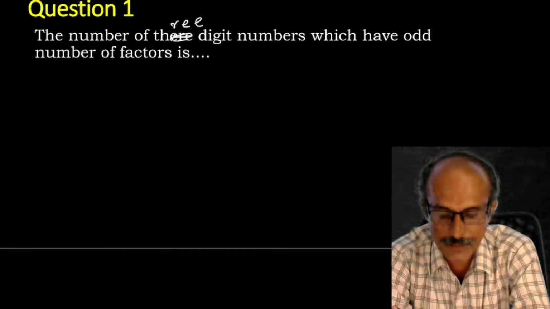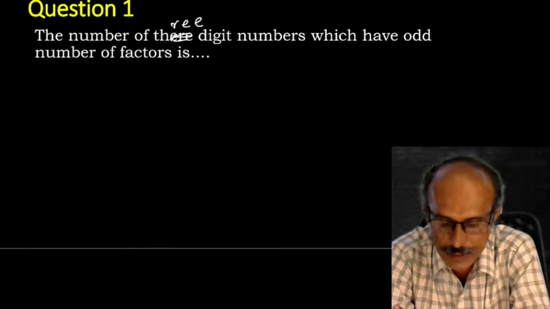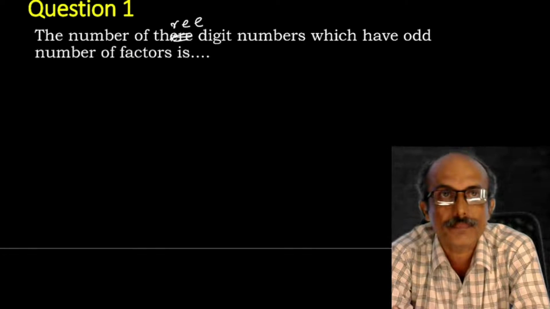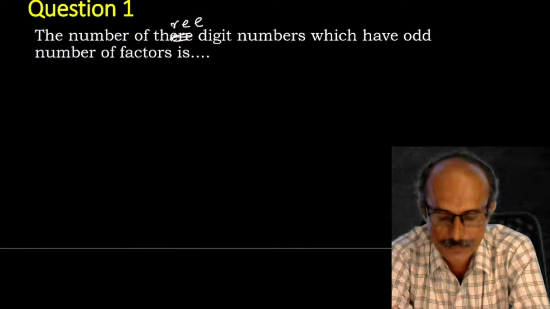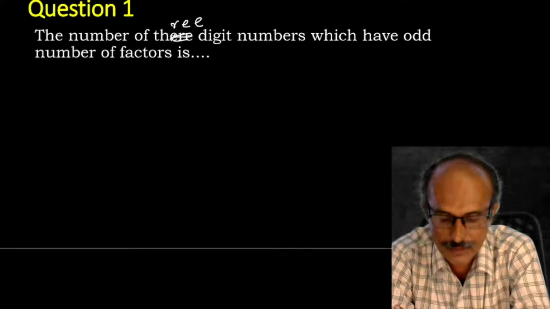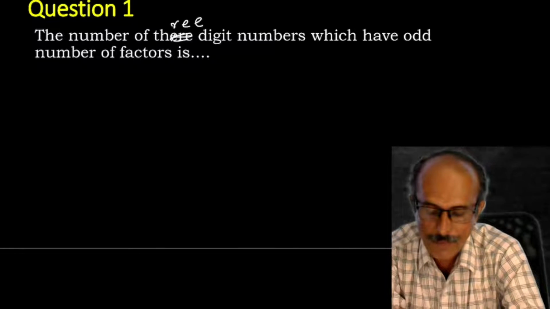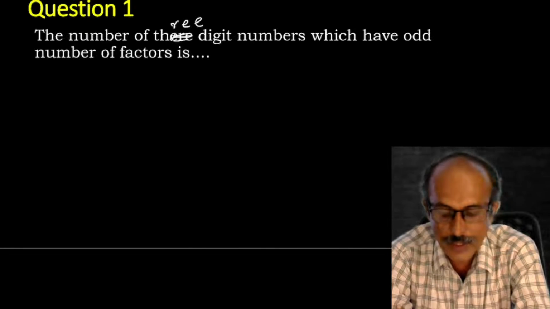So numbers like, say, 125, something like that. So you find out those numbers having 3 digits which have odd number of factors. So the numbers lie between 100 and 1000. It can be starting from 100 to 999. So it's a counting problem.